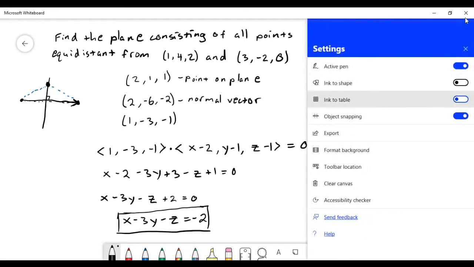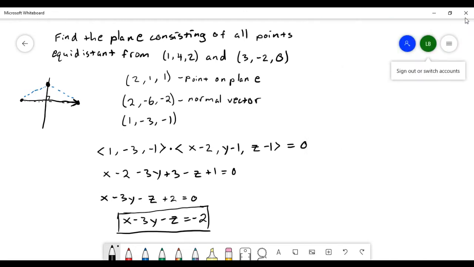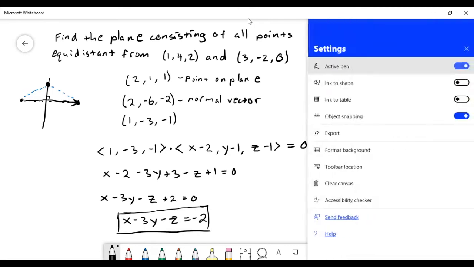A lot of the thing with this type of problem is you just have to think about what your answer should look like, and if you can really visualize what's going on in 3D space, it helps you out a lot with this type of question.